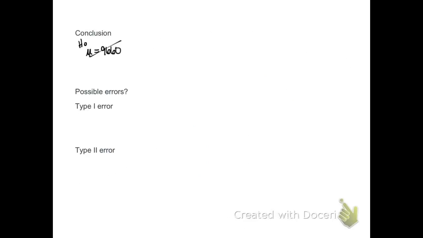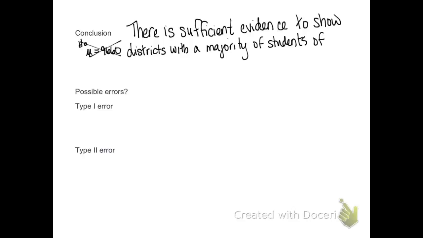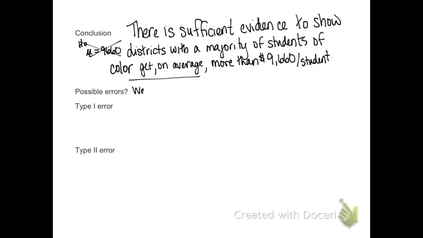So our conclusion was we reject the null. It's not 9,660. In fact, there is sufficient evidence to show that the mean payment per student in districts with a majority of students of color is greater than 9,660. On average, they get more than that.